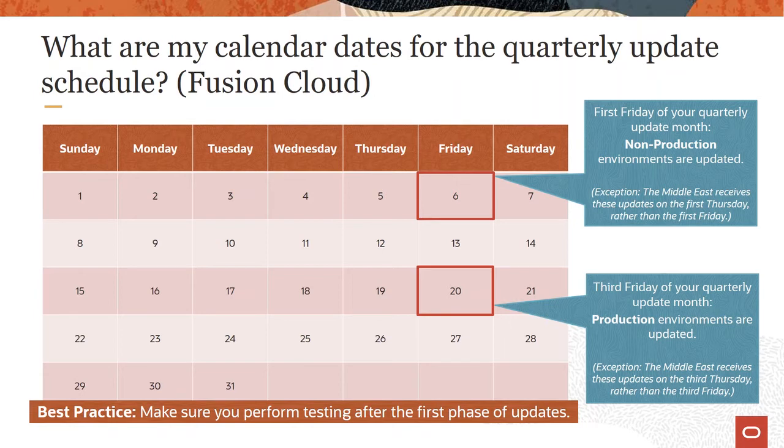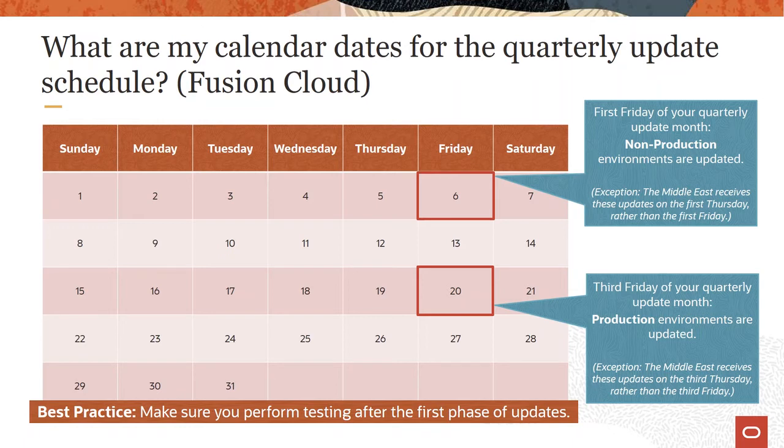In other words, your update delivery on a quarterly basis will occur in two phases. The first week for non-production environments and the third week for production or live environments. And you may have other additional environments that you need to update, and you can contact Oracle support to establish the optimum schedule for your business within the boundaries of the first and third week.